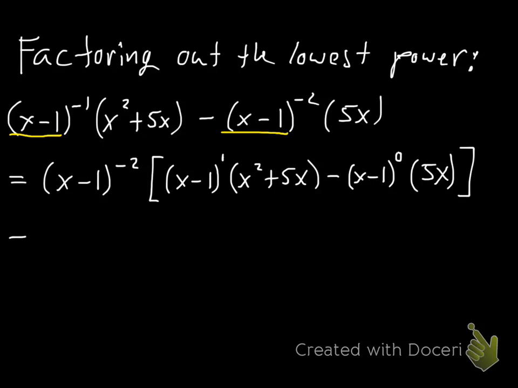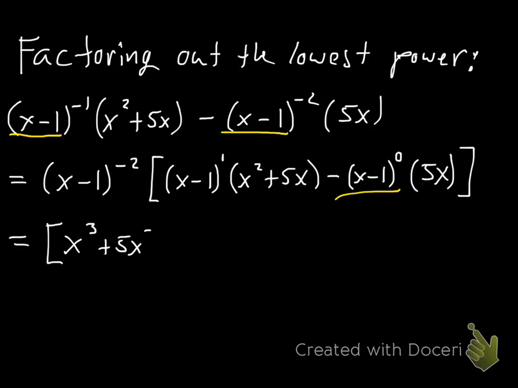So normally we're not going to write this in, but this is just to illustrate what's happening, because when we factor out the lowest power, in this case (x minus 1) to the negative 2, it's not there. Well, it is there, but it's the 0 power, so it's just 1. So now what we'll do is we'll have to FOIL the first folks.